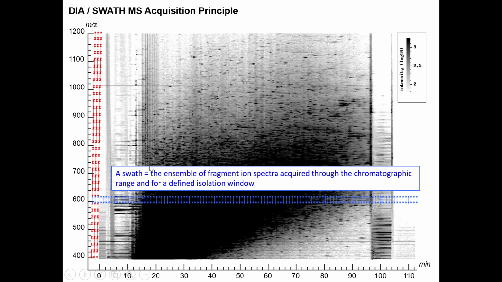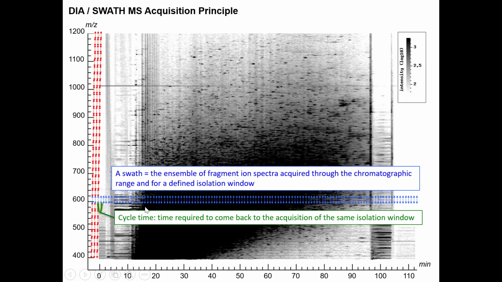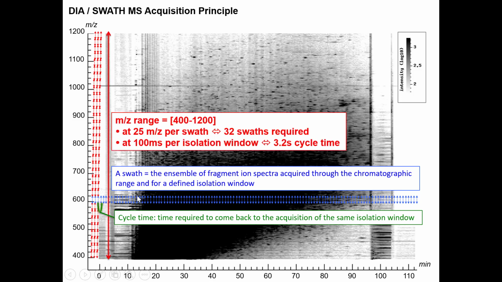What we refer to as a swath is the ensemble of all of the MS2 spectra that are acquired across the whole run using one of these precursor isolation windows for a given window. The duty cycle is the time it takes to get from this window in one cycle to the same window in the next cycle. Again, you can cover this mass range from 400 to 1200 if you use 32 of these windows at 25 mass to charge units each.